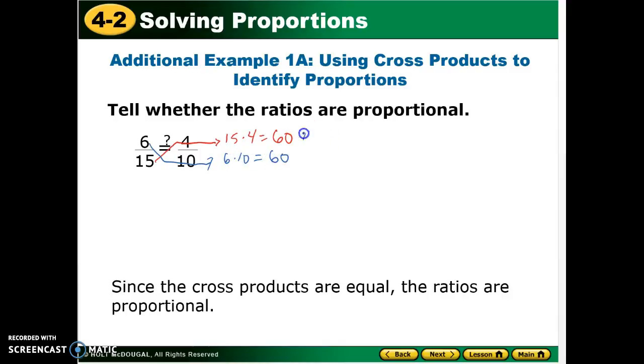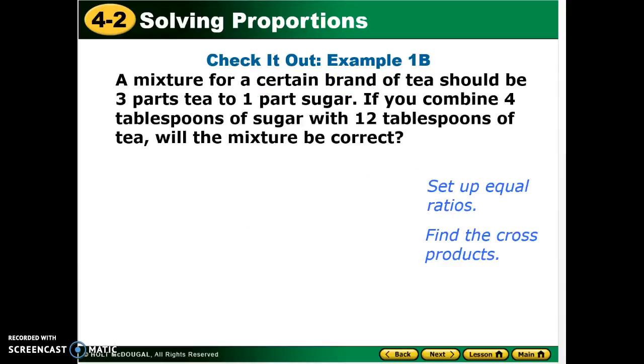Since they're both the same, these are proportional. These ratios are proportional. So that's great, that's good, we're all happy. Alright, next one. So let's try to apply this a little bit. Not too serious, but try to apply it a little bit.